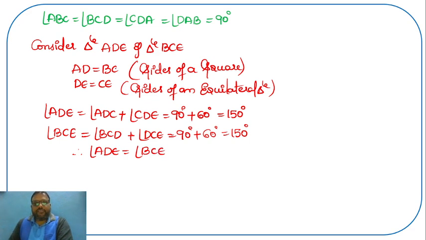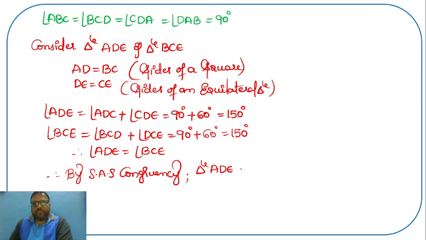So here you can see two sides and the corresponding angle. So therefore by SAS congruency, what can you tell? You can tell that triangle ADE is congruent to triangle BCE. This is what we have to prove. I hope you got the solution here.